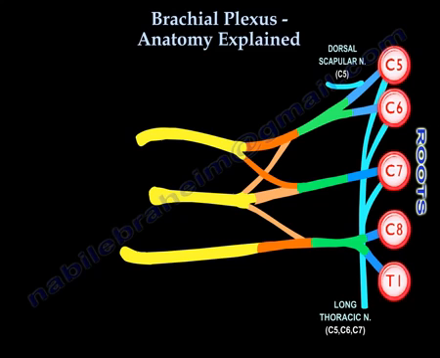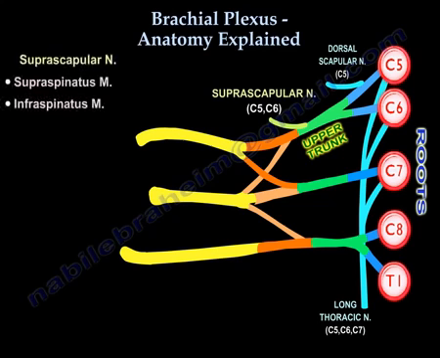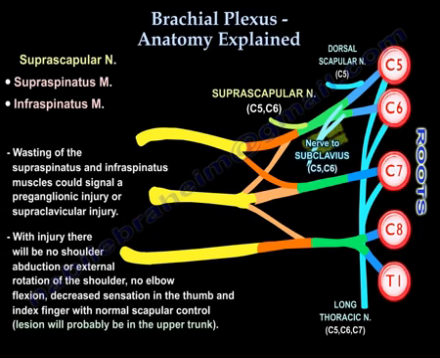Let's see if the trunks give us any branches. The only one that gives us a branch is the upper trunk. The superior trunk feels very special. It will give us the suprascapular nerve, which supplies the supraspinatus and infraspinatus muscles. It probably gives us the nerve to subclavius also. So the upper trunk, the suprascapular nerve means the rotator cuff.